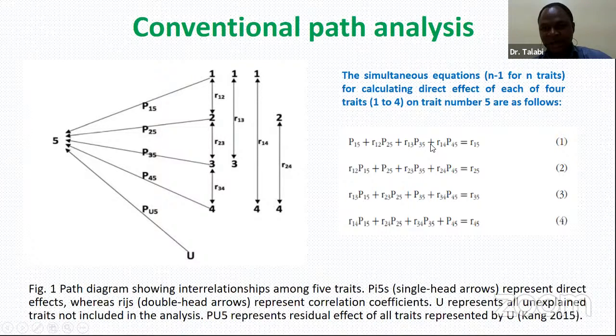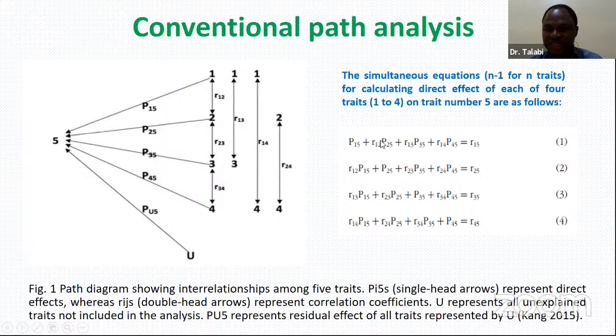If you look at the first simultaneous equation to your right, you see that the R15 here is talking about the correlation between trait 1 and trait 5. But it would interest you to know that out of this correlation, you have the direct contribution of trait 1 on 5 as P subscript 15. Then you also have the indirect contributions. The next component of this equation is the correlation between trait 1 and trait 2 multiplied by the direct effect of trait 2 on trait 5. Then it goes along that way.